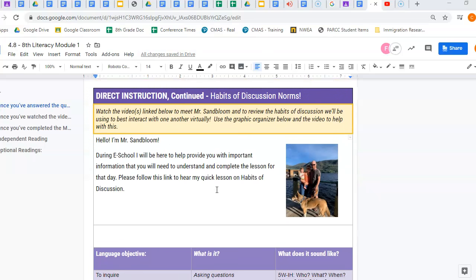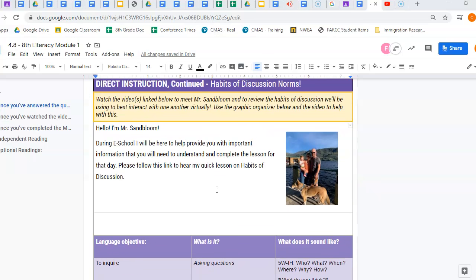We are going to start with what it looks like to have discussion, and I know a lot of you know this as accountable talk in terms of your in-class discussions, but things are going to look a little bit different as we get into eSchool and how we discuss things. So I think it's really important that we have a foundational understanding of habits of discussion so that we can have meaningful discussion and respectful discussion within our classes.